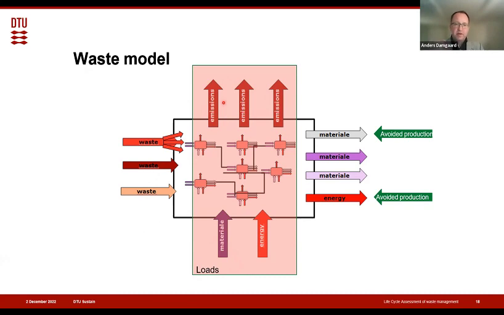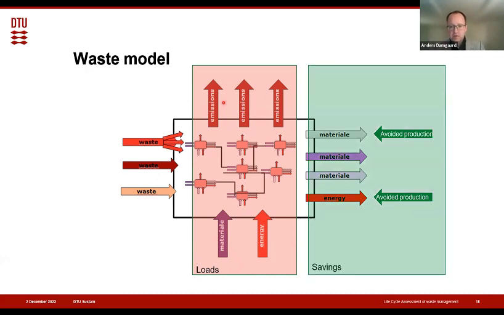But by doing better waste management, of course, what we can do is downstream, we can recover materials and energy, and that can lead to avoided production of materials and energy, which in this form will be a type of savings. And of course, the goal here should always be that the loads to the environment should be smaller, preferably much smaller than the savings. So we get a net saving by doing this. So we get more benefits than we get direct impacts.